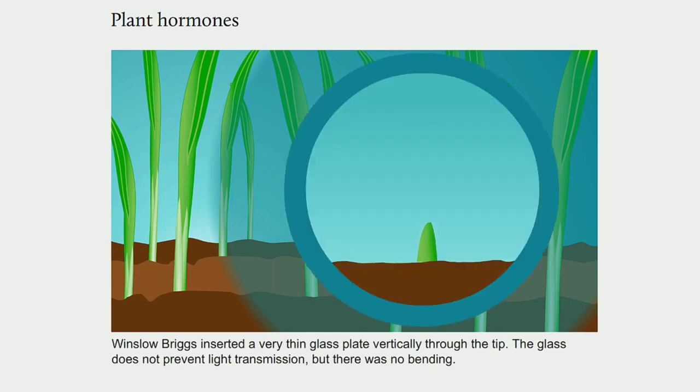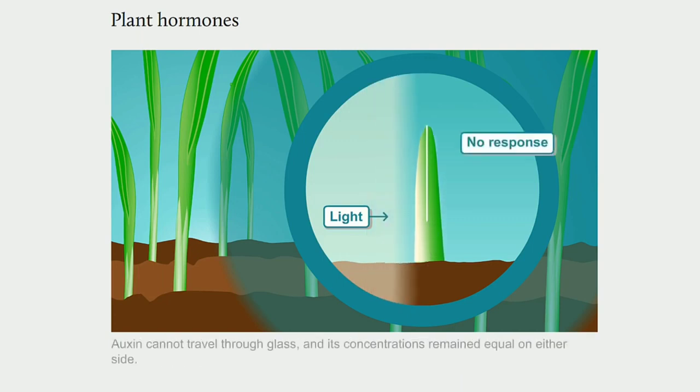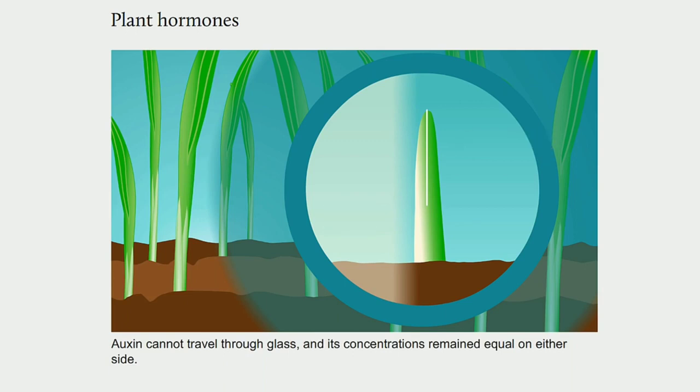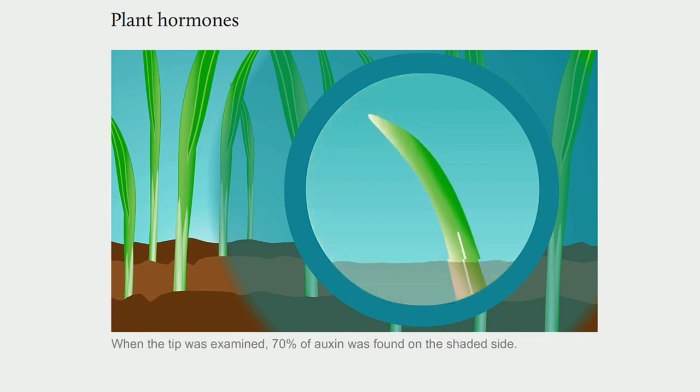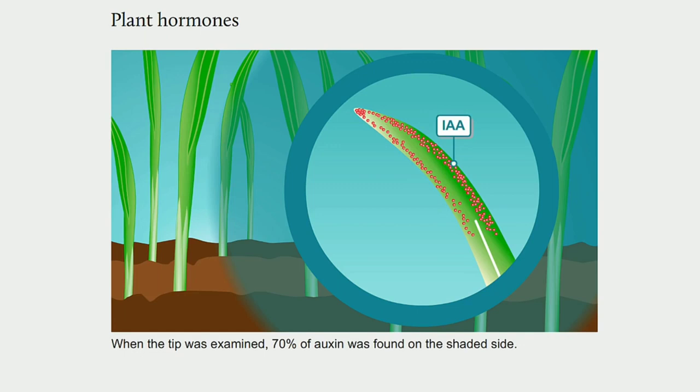Winslow Briggs inserted a very thin glass plate vertically through the tip. The glass does not prevent light transmission, but there was no bending. Auxin cannot travel through glass, and its concentrations remained equal on either side. When the glass plate was inserted below the tip, auxin moved across to establish a hormone gradient. When the tip was examined, 70% of auxin was found on the shaded side.